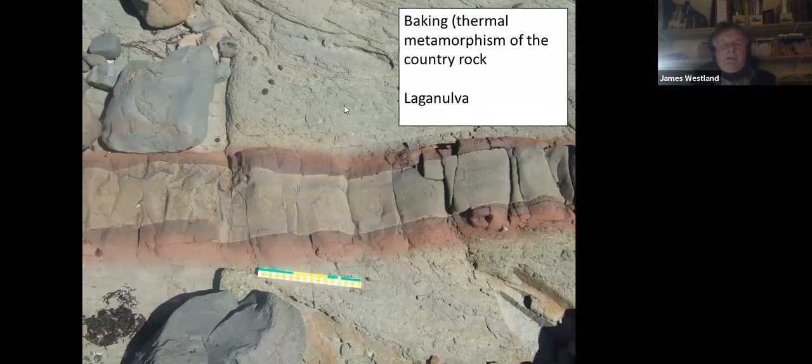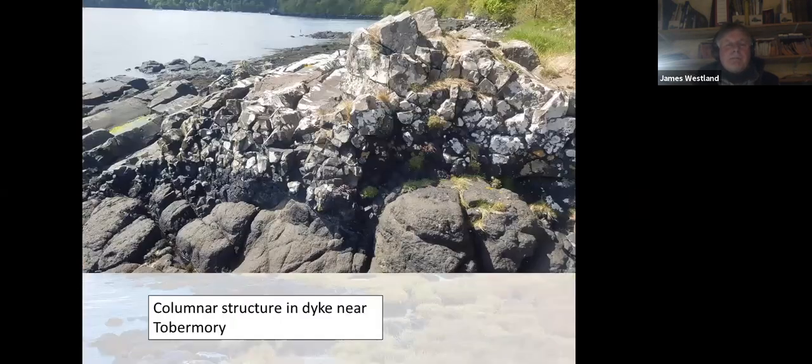Thermometamorphism, or the baking of the country rock. Well, here's a cracker of an example. This is at Laganolva. And this rock here, this greyish stuff, is a volcanic ash. And this is a dyke cutting across it. Look how it's made it red. It's reddened the ash either side of the hot dyke. So when the hot dyke came up into this, it's cooked the rock either side. So that's baking of the country rock. Quite common, but it's seldom as dramatic as this. This is a really dramatic example of it, and it's easy to get to as well.